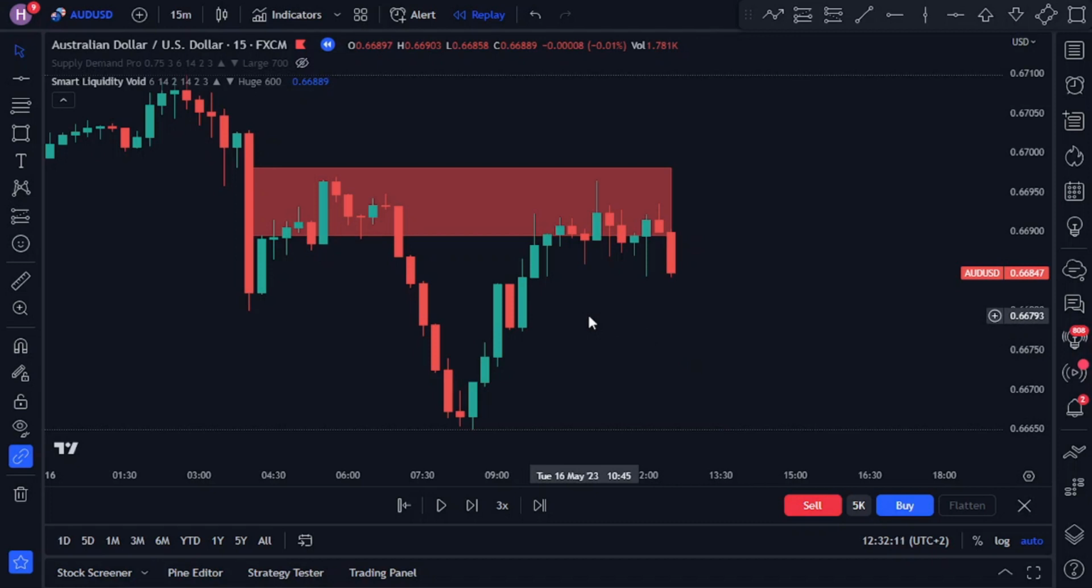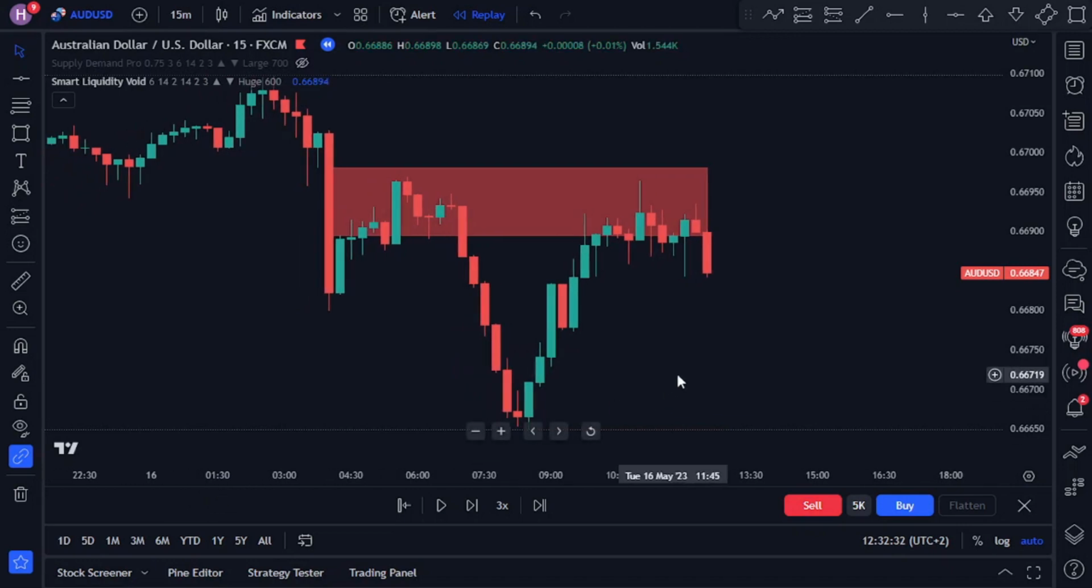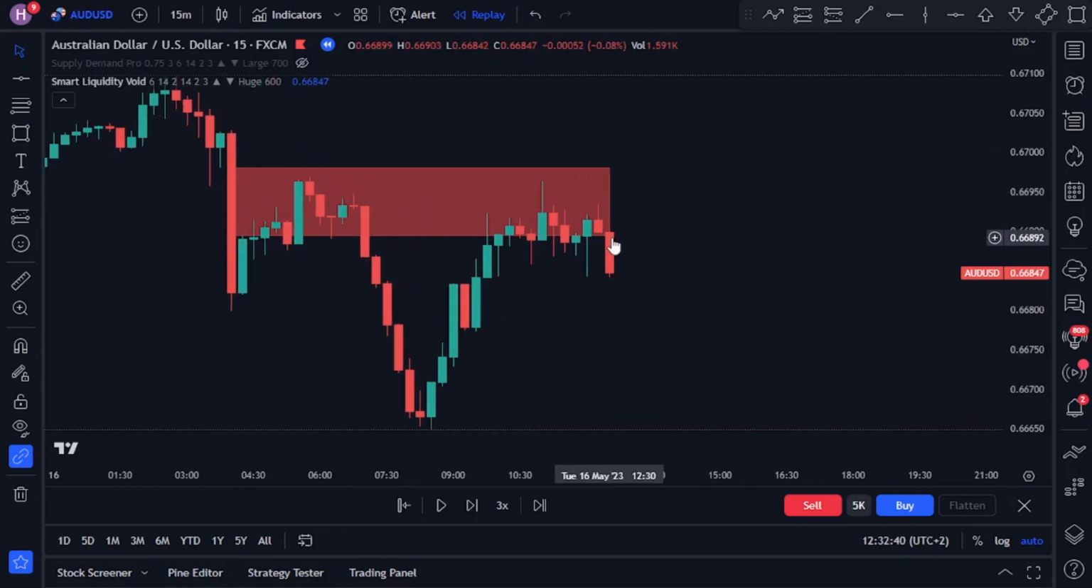Once you have attached the smart liquidity void indicator to your chart, it will automatically identify and illustrate these market imbalances or liquidity voids. The liquidity void is triggered when a candle body significantly exceeds the length of the preceding candles, indicating an abnormal market movement like this one. Price is again visiting this zone and providing us with another sell opportunity.